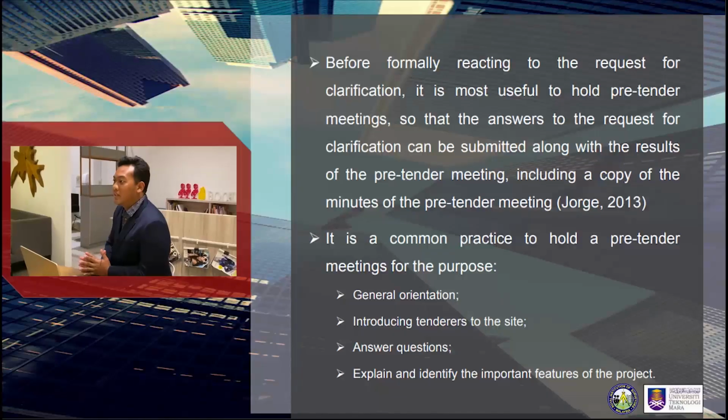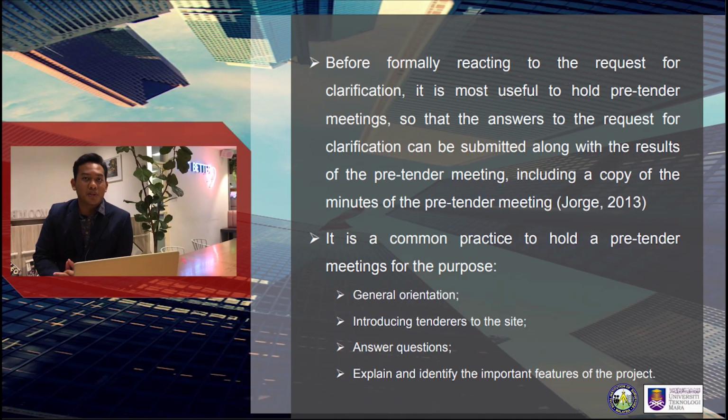According to Hohe, it is very useful to hold a pre-tender meeting so that any clarification about the project can be made and answered clearly. It is a common practice to hold a pre-tender meeting for the purpose of general orientation, introducing tenderers to the site, answering questions, and explaining and identifying the important features of the project.